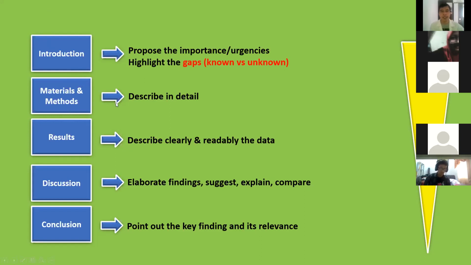In constructing the materials and methods, your style is about describing. So in materials and methods, you don't have to put in your opinion, but you just describe in detail how you collect the data, for example, how you design the study, when this study was conducted, how the data was collected, and how the data is analyzed. So materials and methods is kind of a simple thing, because you only describe in detail, supported by references, of course.